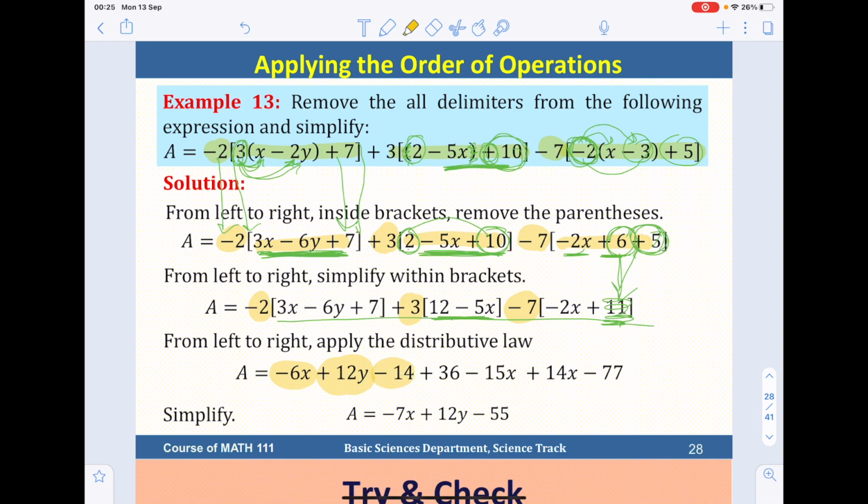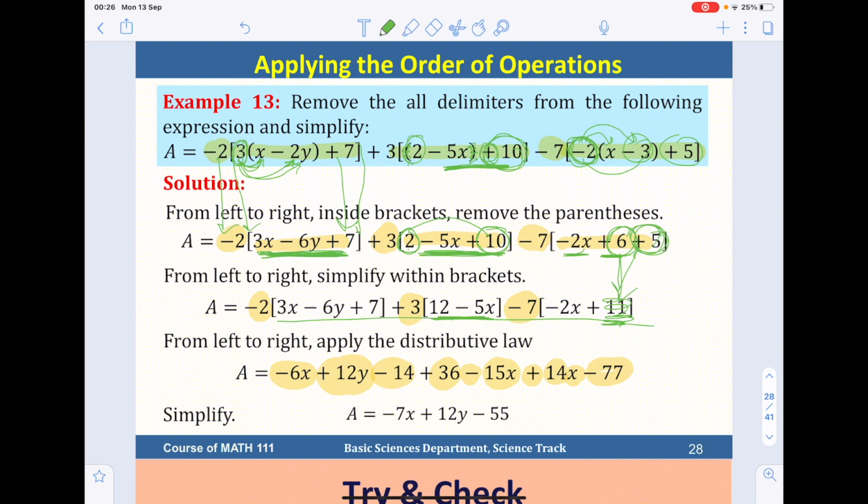Now also we will distribute the 3 to 12 minus 5x. So 3 times 12 is 36. Then minus 3 times 5x is minus 15x. Now, negative 7 times negative 2x: a negative times a negative is positive. 7 times 2 is 14, and then x. So, again, negative 7 times 11 is negative 77.